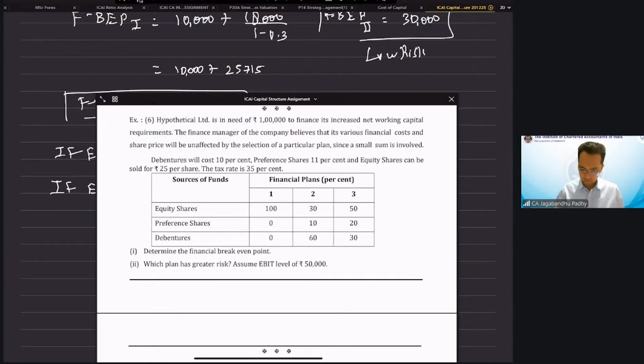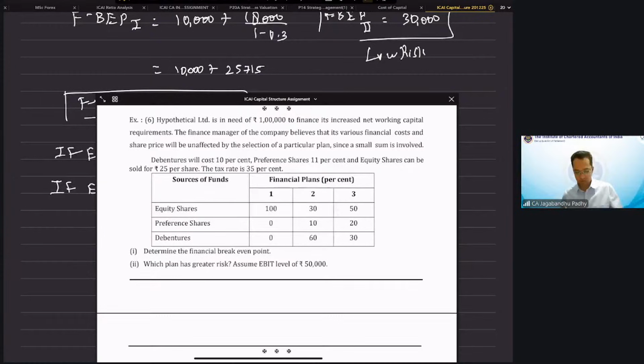Okay, so Hypothetical Limited is in need of 1 lakh to finance its increasing net working capital. The finance manager of a company believes that its various financial costs and share price will be unaffected by the selection of a particular plan since a small sum is involved. Debentures will cost 10%, preference shares 11%, and equity shares can be sold for rupees 25 per share. Tax rate is 35%.